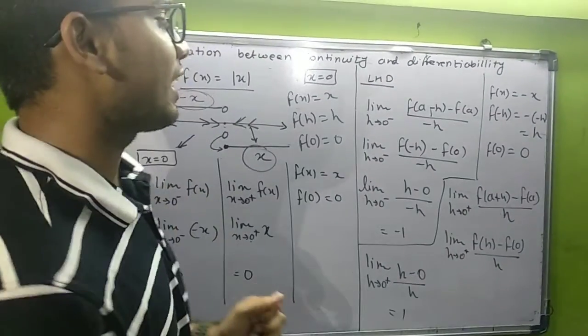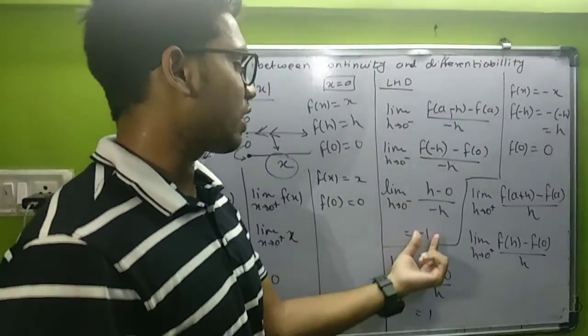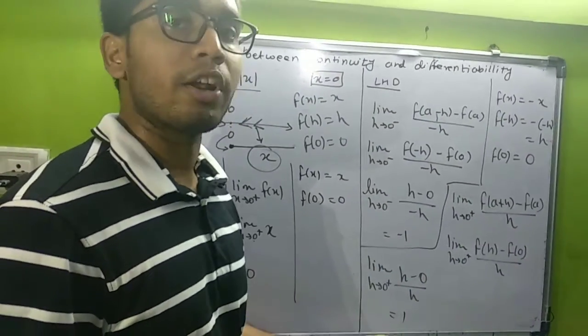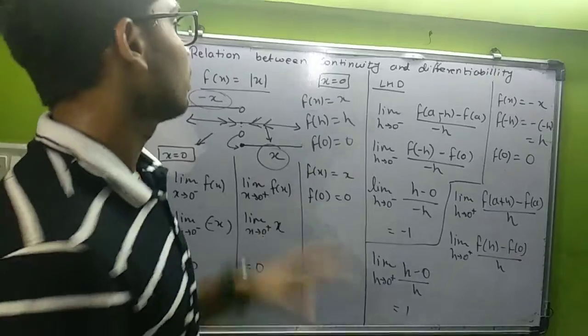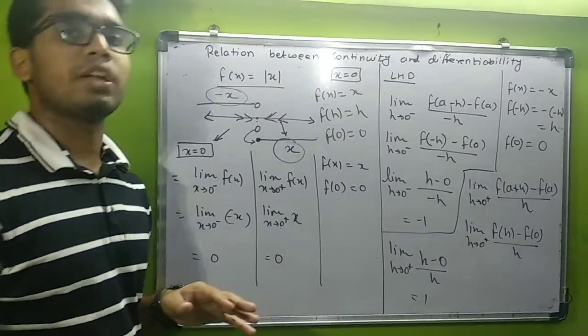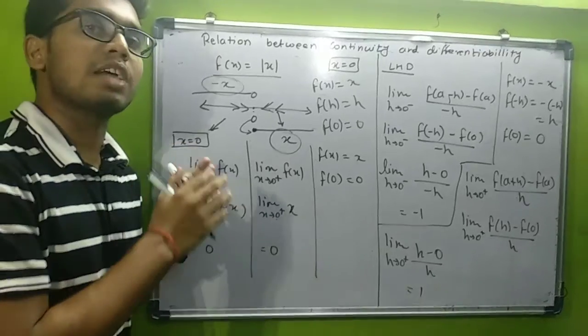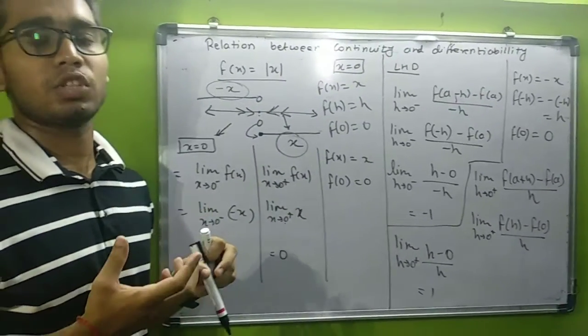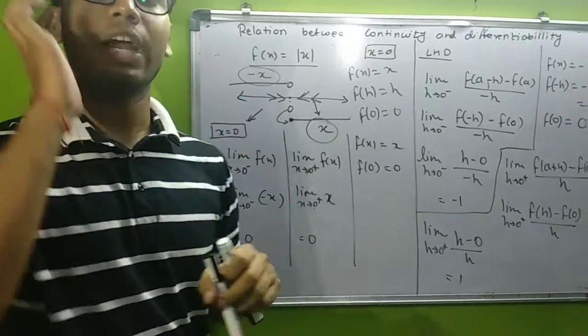This is going to give 1. Now we can clearly see the left hand derivative is coming minus 1 and the right hand derivative is coming 1. These two values are not equal to each other, hence the function is not differentiable. So in this question we have proved that the function is continuous but not differentiable. This is the relationship between continuity and differentiability.